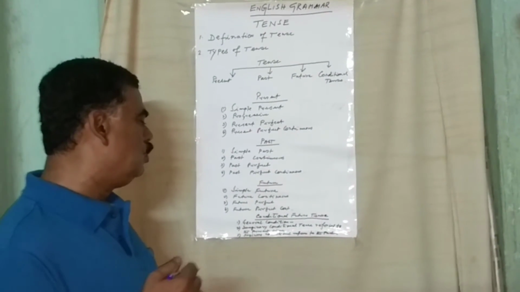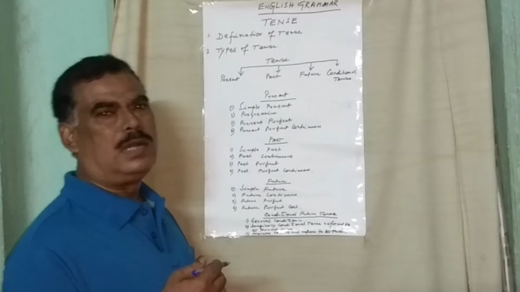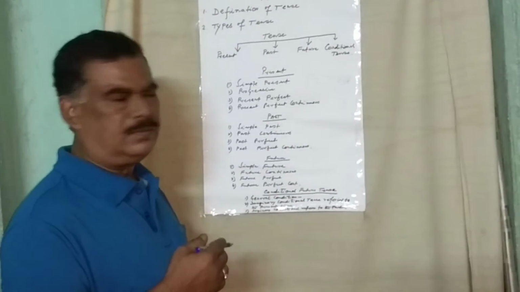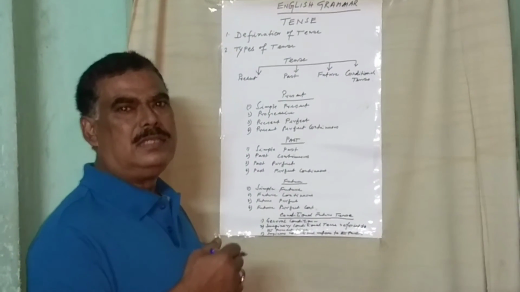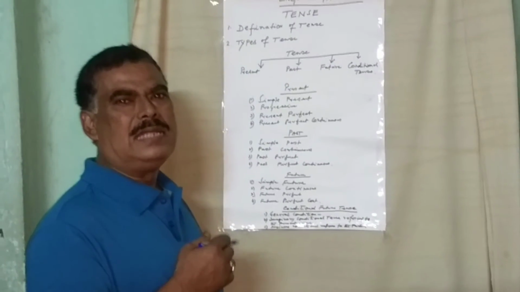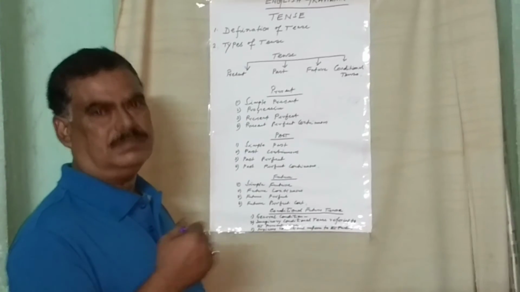So now comes the future perfect continuous. Though I said that it is not in practice, even then I am explaining it. The future perfect continuous describes an action that keeps going on before another action happens. Suppose, I shall have been reading the book before the teacher comes.